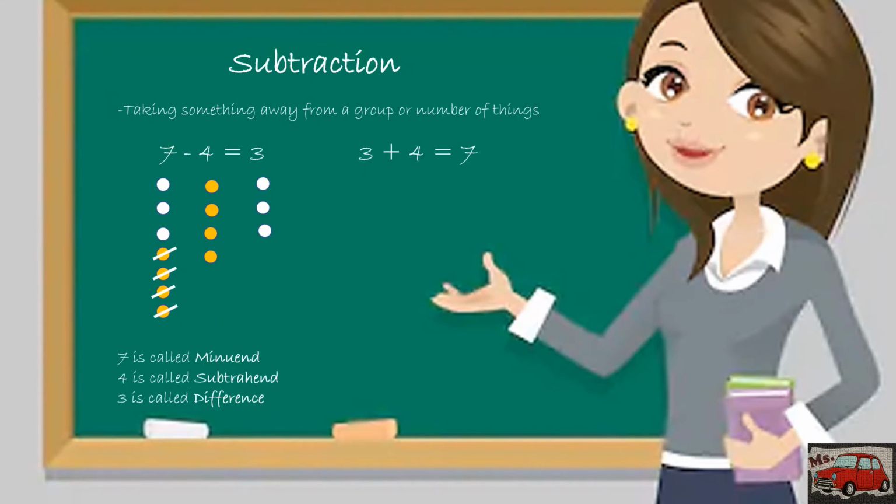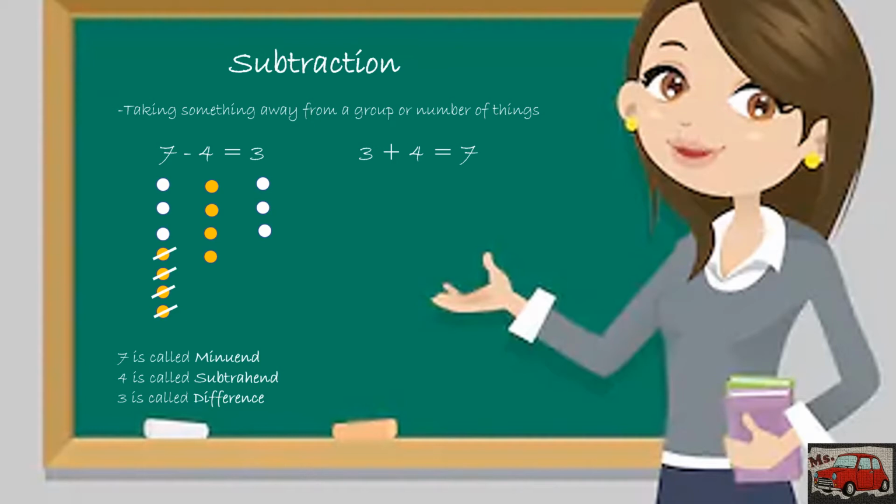Subtraction is taking something away from a group or number of things. Unlike addition, with subtraction the answer becomes smaller because you are reducing or taking away. Example, 7 minus 4. I have 7 circles. Minus 4 means I will take away 4 circles. So, what's left is 3 circles. The 7 that I took from is called the minuend. The 4 that I removed is the subtrahend. And the answer, 3, is the difference.